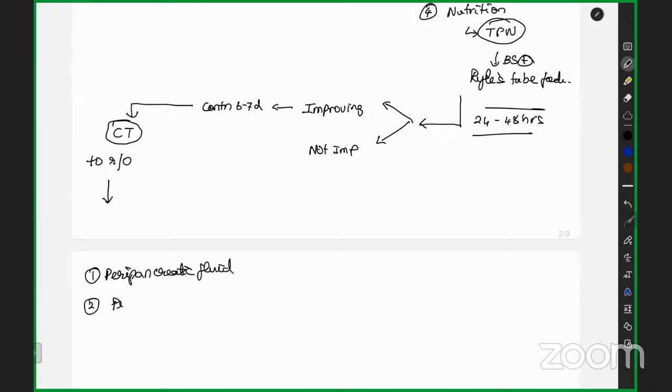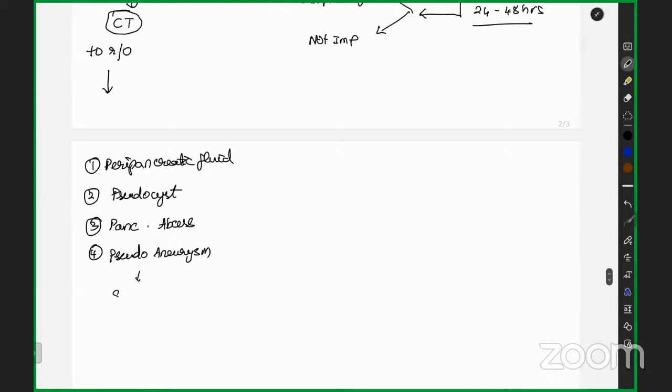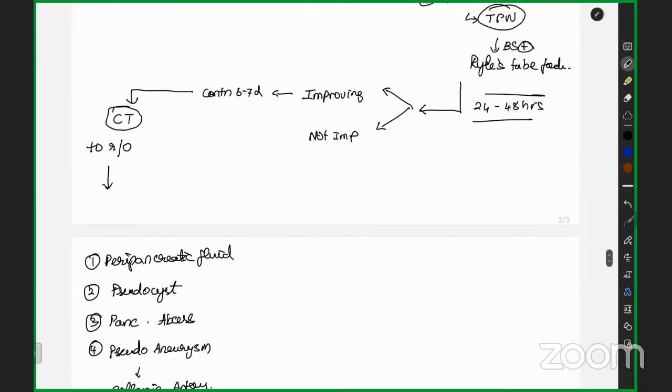Number two, you have to rule out the pseudocyst. Number three, you're going to rule out pancreatic abscess. Number four, you're going to rule out pseudoaneurysm. Now, can you tell me which is the most common artery which undergoes pseudoaneurysm? Anyone? Can you put in the chat box? It is going to be your splenic artery. Clear, right? So now you are going to perform all these things to rule out the following.